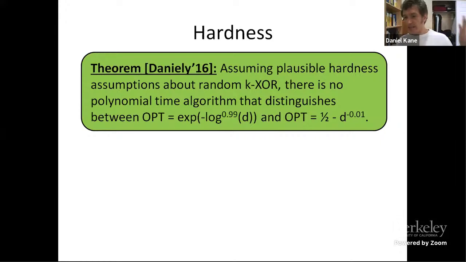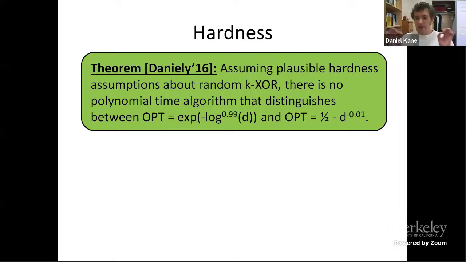And unfortunately, for linear threshold functions, this might be too much to ask. There's a result by Daniely from about 5 years ago that says, under some plausible hardness assumptions about random k-XOR problems, there is no polynomial time algorithm that distinguishes between, on the one hand, the case where OPT is exponentially small, say 2 to the minus (log d)^0.99, and on the other hand, the case where OPT is only slightly less than a half.